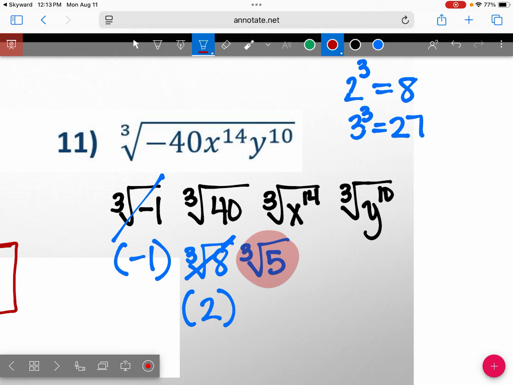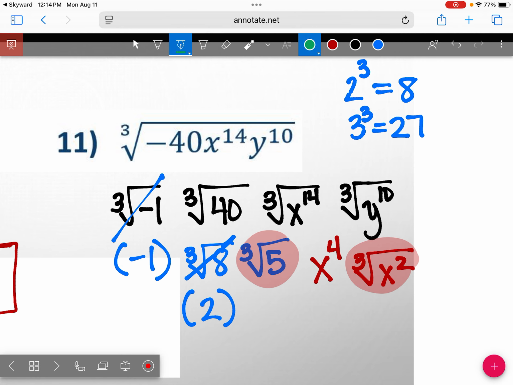All right, let's look at the 14. If I have 14 people, how many groups of 3 can I make? Show me with your fingers. Yep, I have 4. So that means this is going to become x to the 4th times the cube root of, now what's going to be left over? How many will be left over? 2. So this also has to stay, and we'll clean it all up at the end.